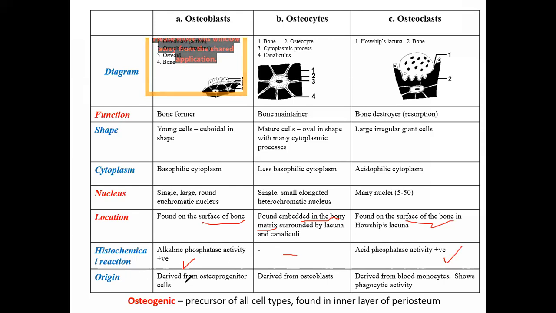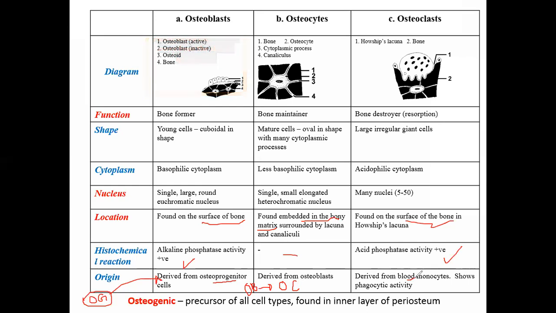Now origin. Osteoblast is derived from osteoprogenitor, that is, osteogenic cells. Osteogenic cells are the precursor for everyone, so from osteogenic cells we get osteoblast. Now this osteoblast will develop into osteocyte.